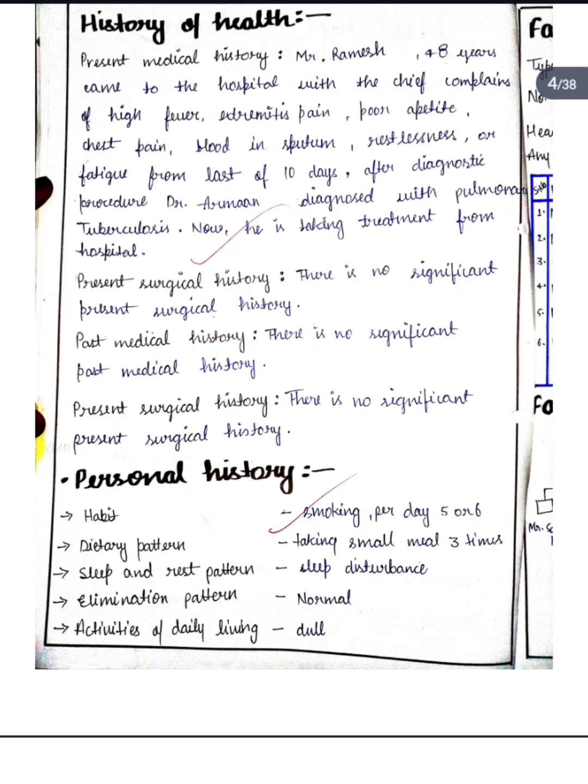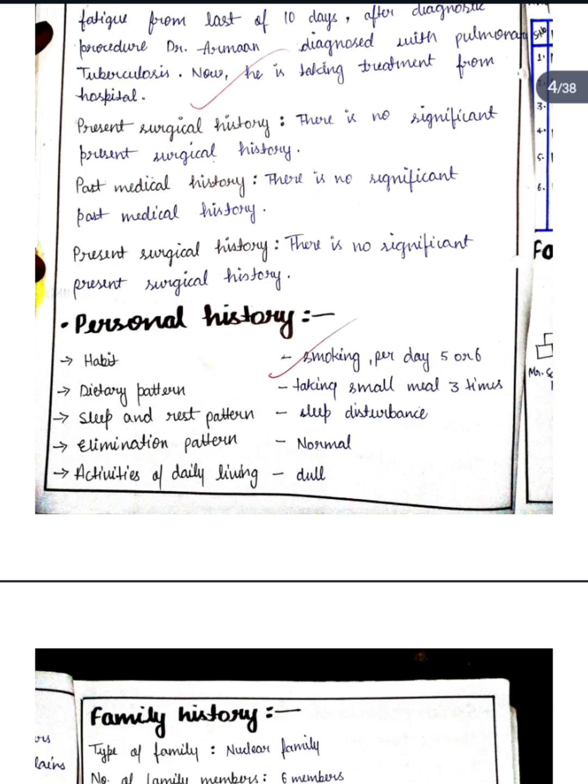Then you should write about the personal history of the patient, like his bad or good habits, dietary pattern, how many times he is taking meals or whether he is skipping meals. Everything you should write about his personal rest or sleep and elimination pattern.